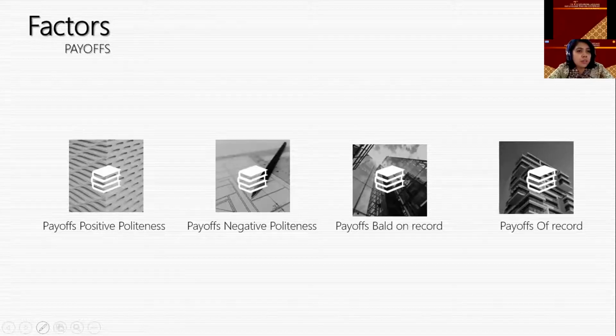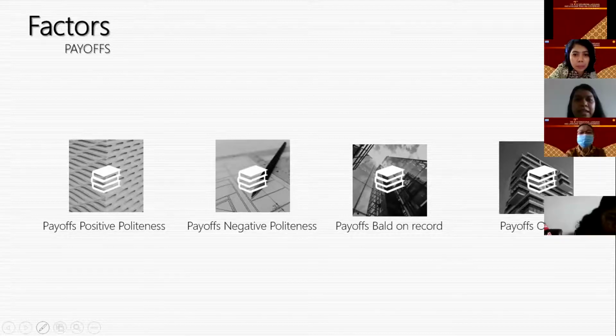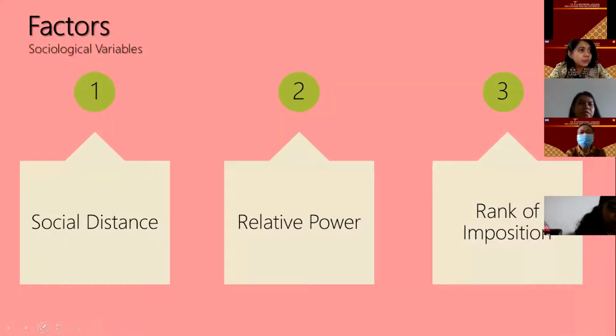And then since Erin used the 4 politeness strategies in her utterances in the movie, according to Brown and Levinson, each strategy also has advantages, or payoffs, or results. So positive politeness has advantages, and so on and so forth. And then the other factors that influence Erin's politeness are sociological variables. In this factor, there are 3 things that cause someone's politeness, which are social distance, relative power, and rank of imposition.